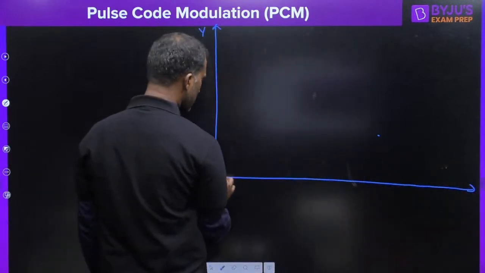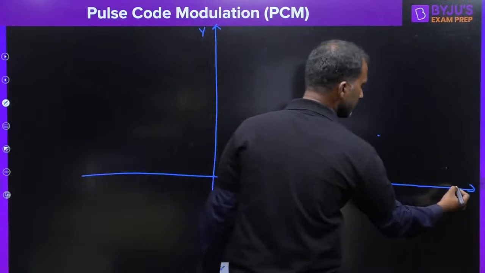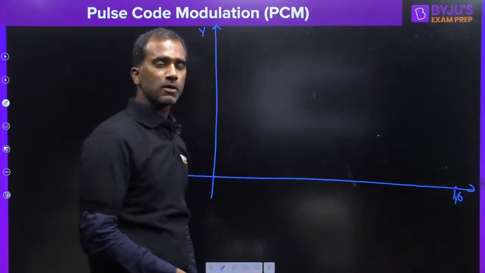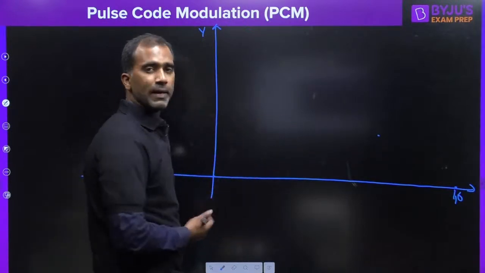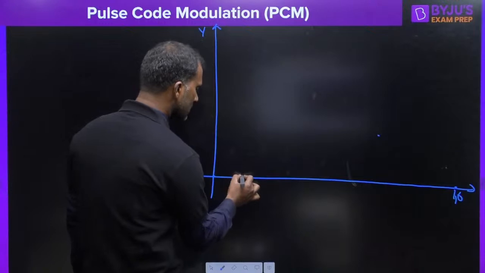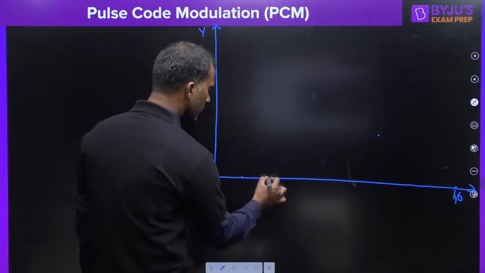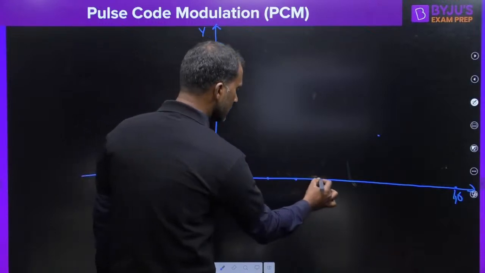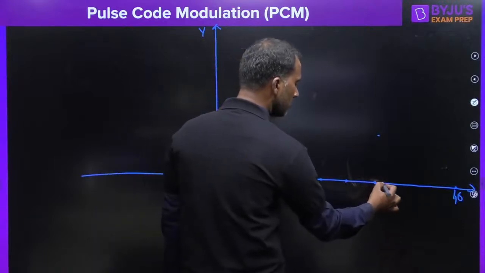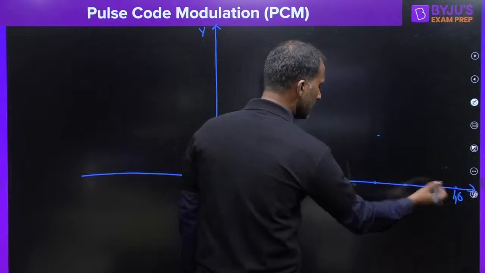So the voltages possible are 0 to 16, right? Since 8 quantization levels are possible, 0 to 16 is divided into 8 parts. Each part is of 2 volts. So let me select the quantization boundaries 0, 2, 4, 6, 8, 10, 12, 14 and 16.